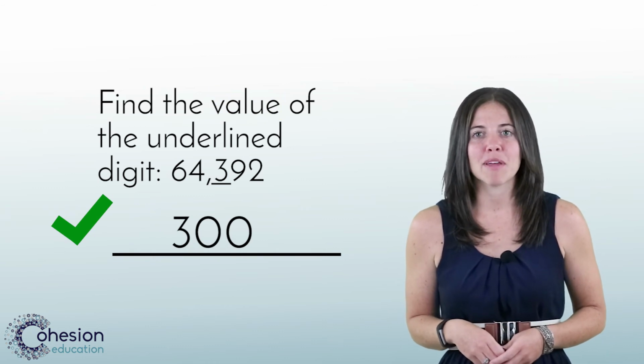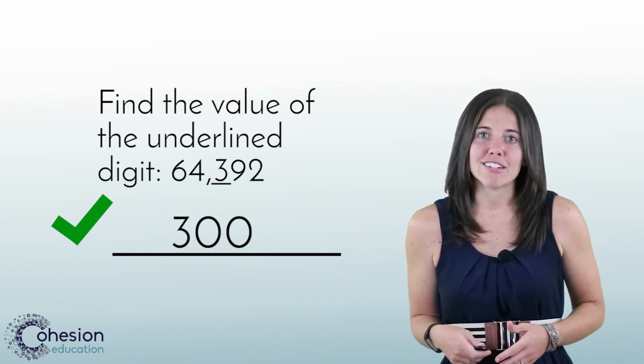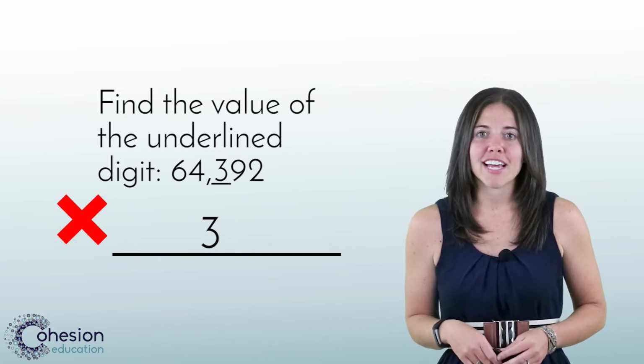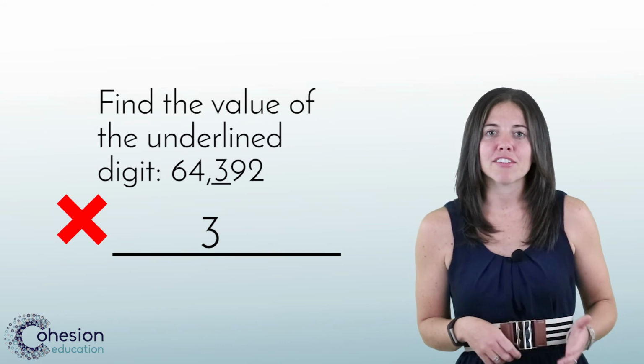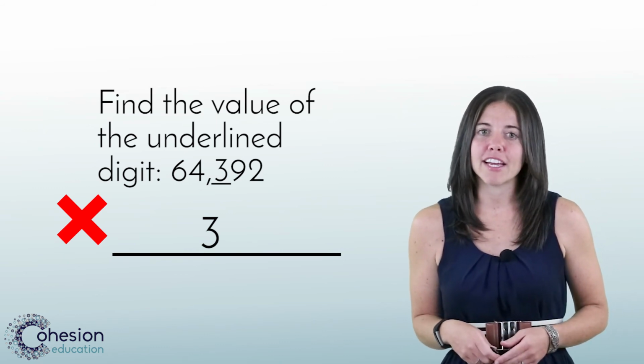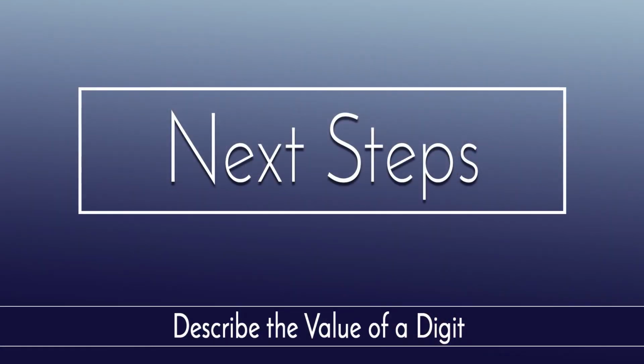Another error students might make when finding the value of the underlined digit is simply giving the single-digit number. Students forget to take into account what place value it holds. The underlined 3 is in the hundreds place and therefore represents 300, not 3.